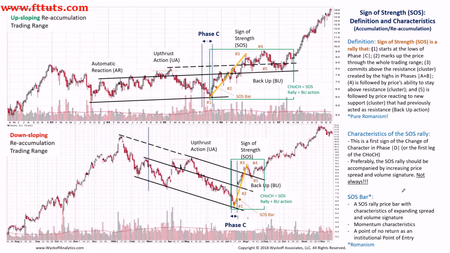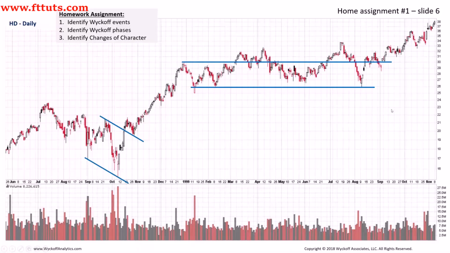All right. What else? A big difference between a sign of strength and a sign of rally is the sign of strength bar. In all of these cases, what we're looking for is the commitment. So, commitment to the upside if this is a sign of strength, off the lows in phase C, through the trading range, commitment to the upside, and then a backing up action that comes exactly to the area of the support that acted before as the resistance. All right, great.